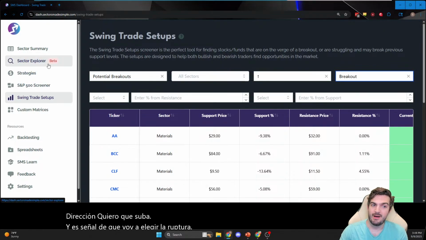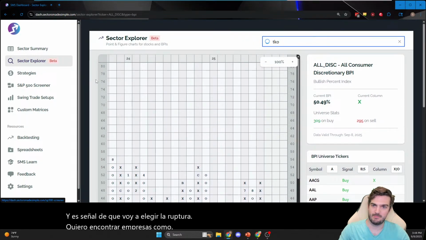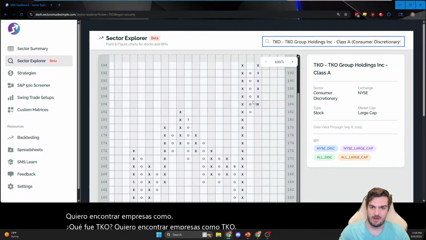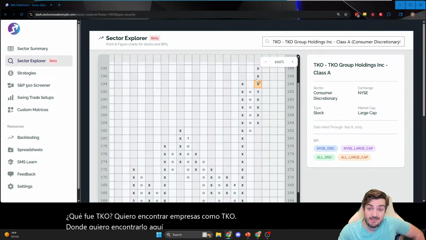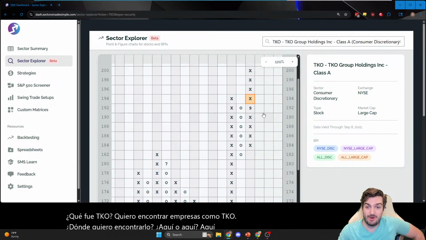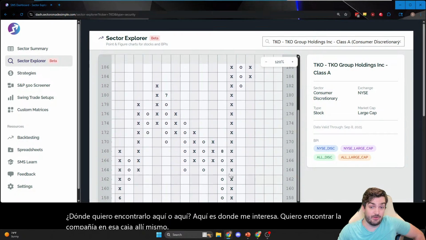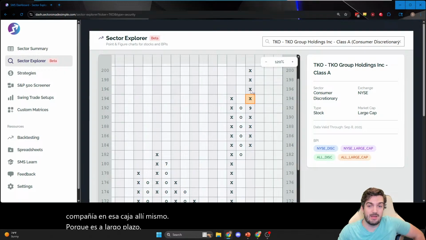Why? I want to find companies like, what was it, TKO, where I want to find it right here or right here. This is where I'm interested in. I want to find the company at that box right there, because its long-term trend is still positive, and we're just hoping it goes on another breakout.